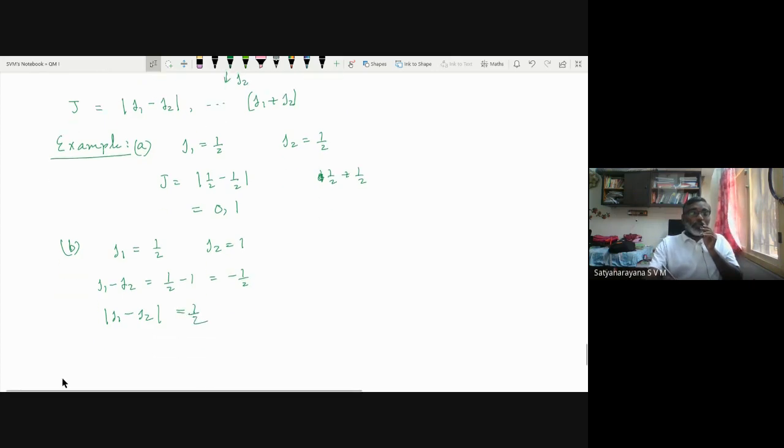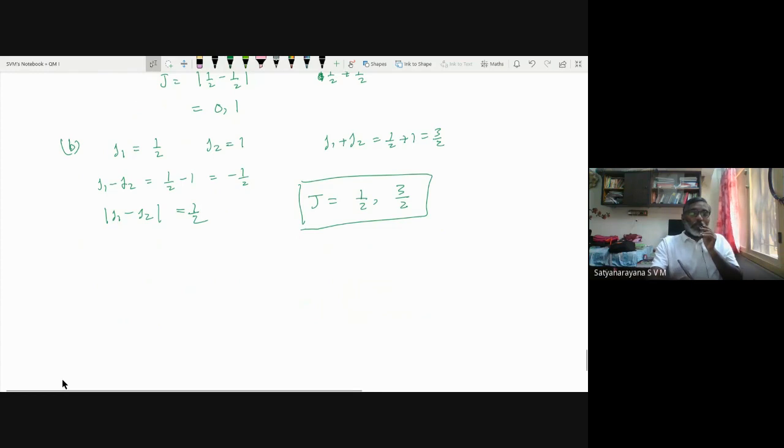And what is J1 plus J2? J1 plus J2 is equal to half plus 1, that is equal to 3 by 2. Half plus 1 is 3 by 2. So your J will have half and 3 by 2. So these two values this J will take.